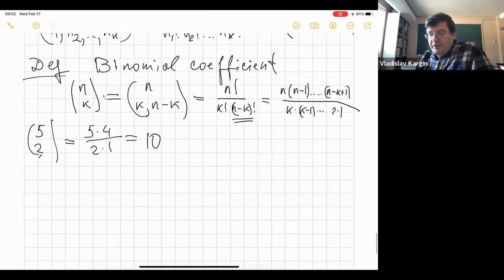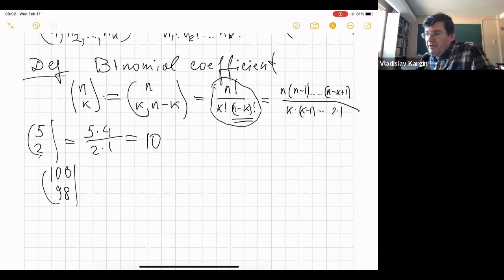Another thing is, suppose I tell you 100 choose 98. Calculate this binomial coefficient. Again, you don't really need to calculate 98 factorial. If you look at this formula, you see that in principle it's symmetric. It's n factorial divided by k factorial times n minus k factorial. So instead of 98, you can use 2.